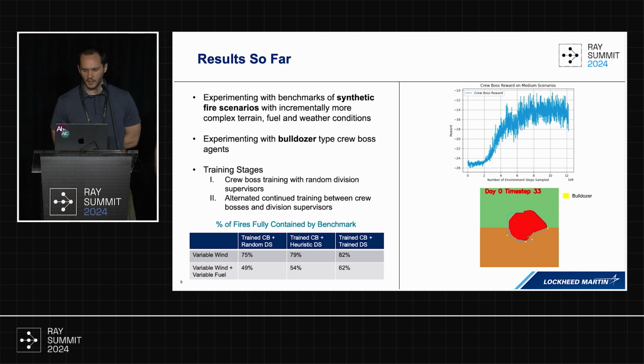And so the way we do the training here, because it's a hierarchical problem, we proceed in two alternating phases. First we train the crew bosses until they reach a decent baseline performance, and then from that point we alternate across the levels. We'll freeze the weights of the crew bosses, train the division supervisors, and then alternate back and forth. We find that when one agent level plateaus, switching to training the other one can lift the collective agents out of that plateau. And so we keep doing that until we reach a global plateau.